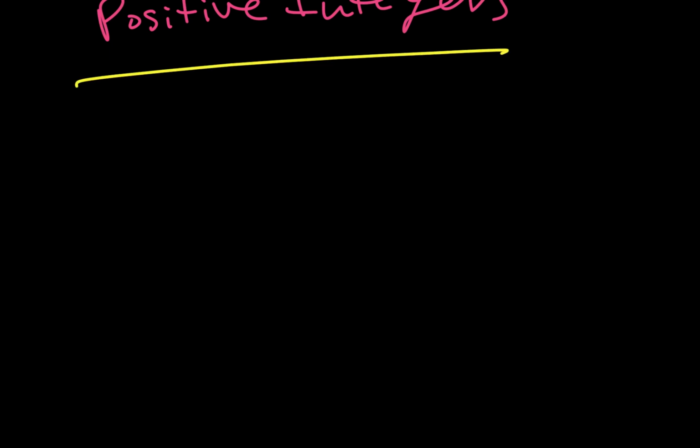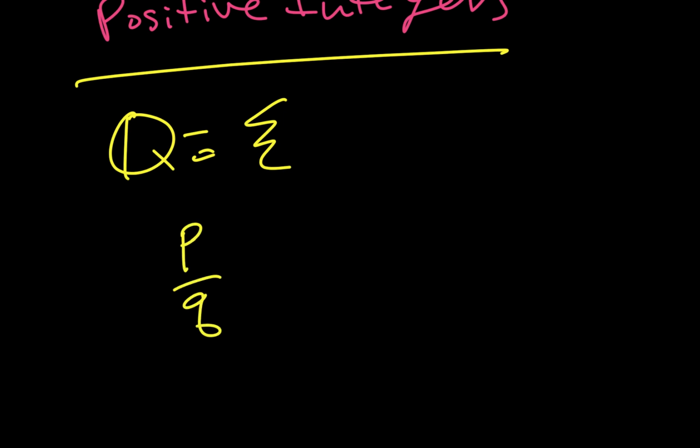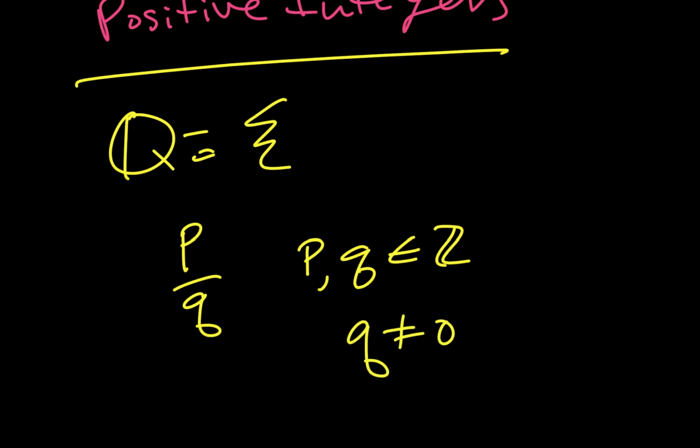Now, the next one we want to talk about is the rational numbers. Rational numbers we can't write in this same form, so we can't just list all the rational numbers. But it's any number that can be written as p divided by q, where p and q are contained in the set of all integers, with the exception that q cannot equal 0.